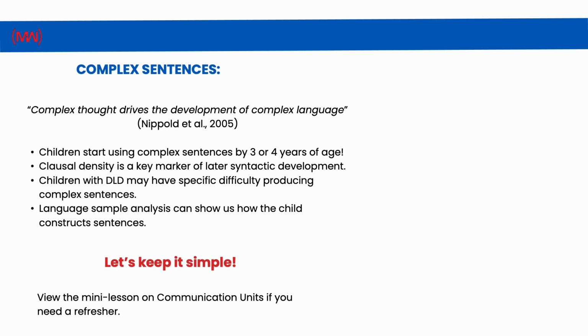Interestingly, children start using complex sentences by 3 or 4 years of age. And then clausal density, which we'll talk about later, is a key marker of later syntactic development into adolescence. Children with developmental language disorder, or DLD, may have specific difficulty producing complex sentences. So that's a good reason for evaluating complex sentence use when analyzing language samples, because language sample analysis can really show us how the child constructs sentences and what types of complex sentences they produce.